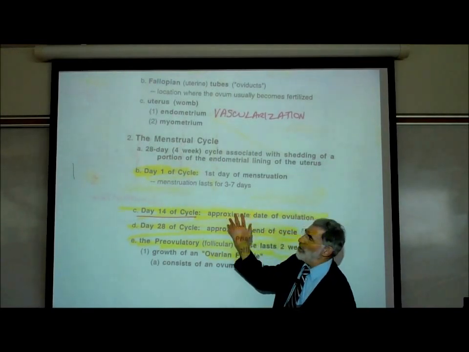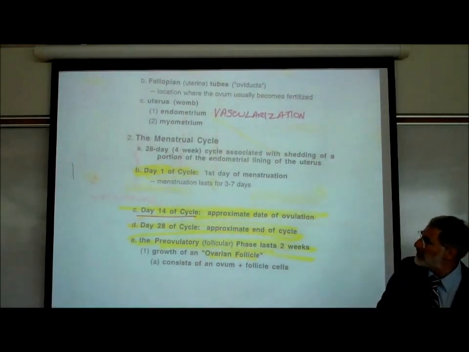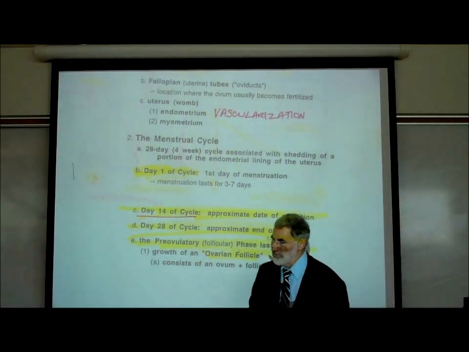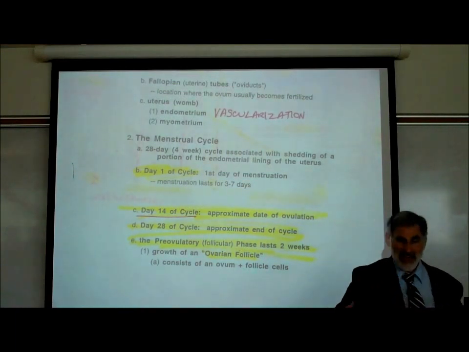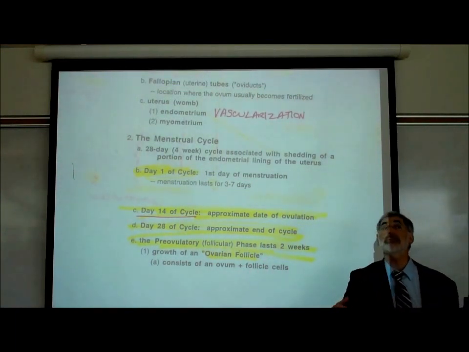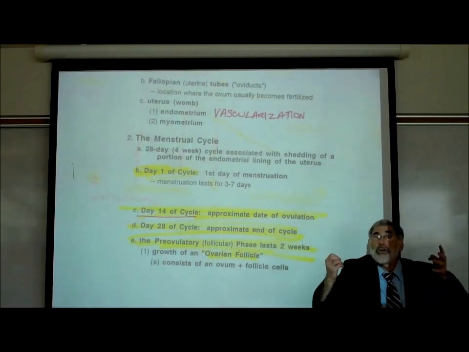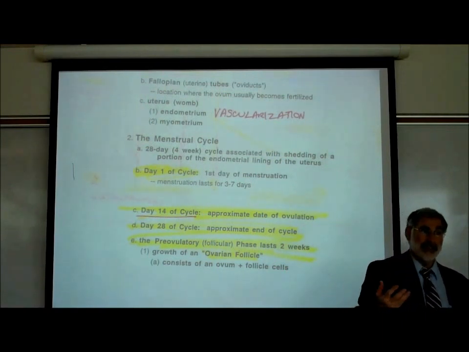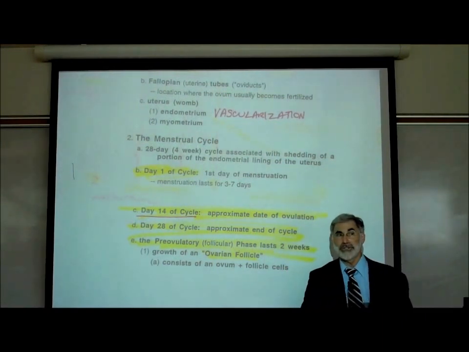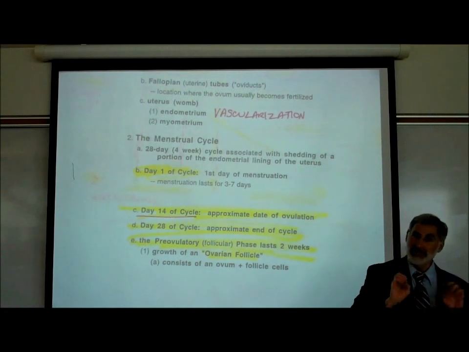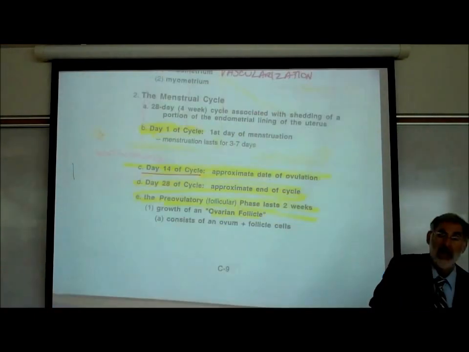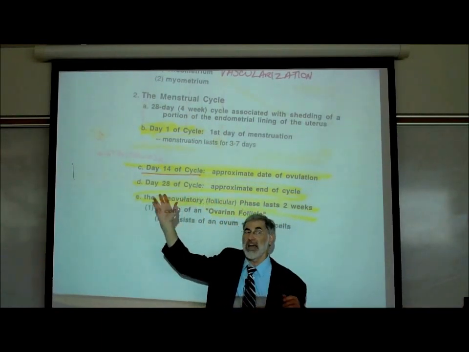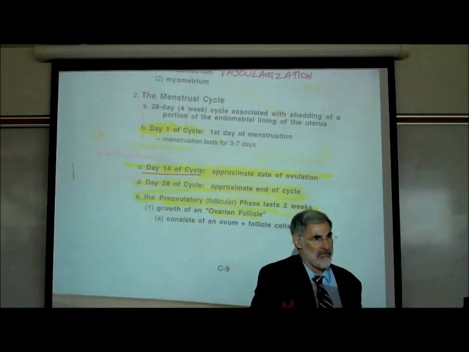Now, how long does the menstruation last? The period varies, 3 to 7 days. How come the menstrual bleeding is heavier or lighter? It depends upon how much progesterone there is. Progesterone is what causes the growth of the blood vessels, so the more progesterone, the more growth of vessels and a heavier shedding. Less progesterone, less vascularization, lighter flow. If the cycle lasts 28 days, approximately halfway through the cycle is the approximate date of ovulation.